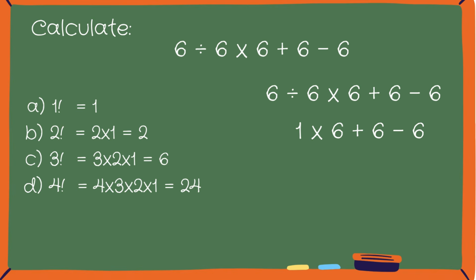Perfect. 6 divided by 6 is 1. It would be 1 multiplied by 6 plus 6 minus 6. 1 multiplied by 6 is 6. It would be 6 plus 6. 6 plus 6 is 12. 12 minus 6 is 6. The answer is 6. So the correct alternative would be alternative C, which is the factorial of 3, which is 6.